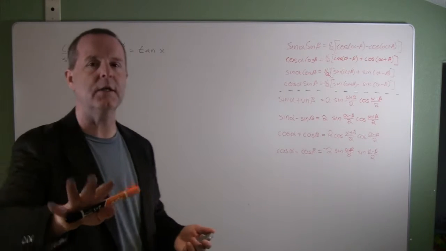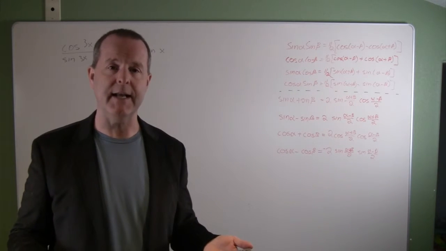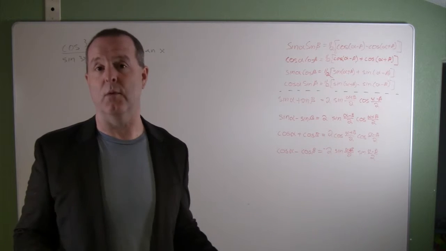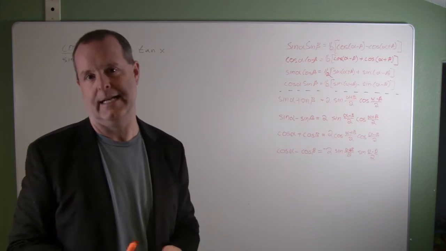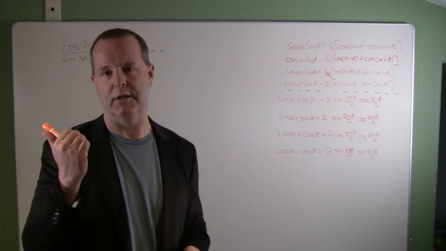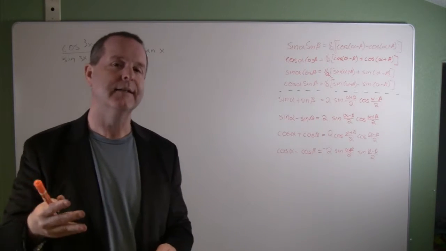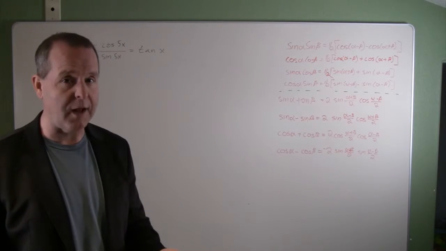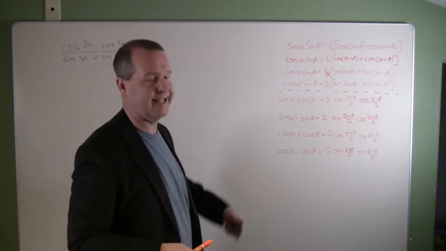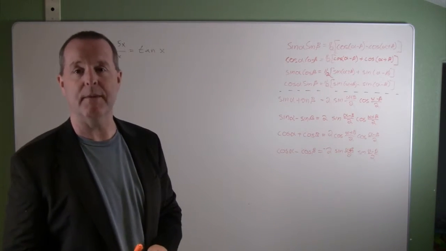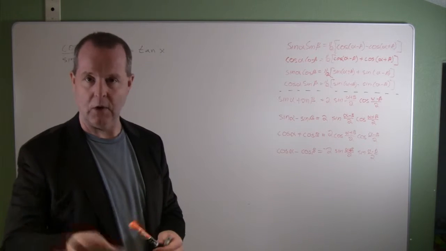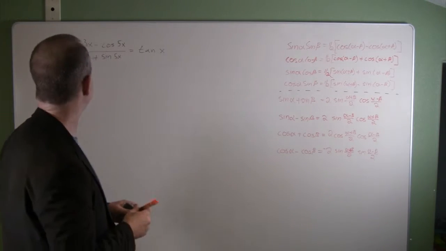And remember, the first thing we do when we try to verify an identity is we start with the side that's the most complex. And to me, that side over there looks the most complex. Tangent of x, not much to it. And most likely, we're going to begin using some of these additional formulas that we've been building throughout this section. So let's end this section pretty strong here, folks.